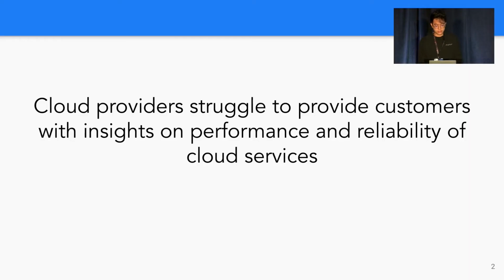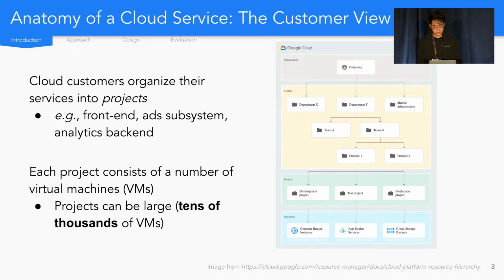Today, cloud providers struggle to provide customers with insight on the performance and the reliability of a cloud service. To understand why, I need to explain to you how cloud services work. Cloud customers organize their services into projects. For example, an ad-supported social media platform can have different projects for their front end, ad system, and the analytic backend. Each project contains a number of virtual machines, or VMs. Some projects can be large, spanning tens of thousands of VMs. This description is specific to Google Cloud Platform, but other cloud providers have similar offerings.